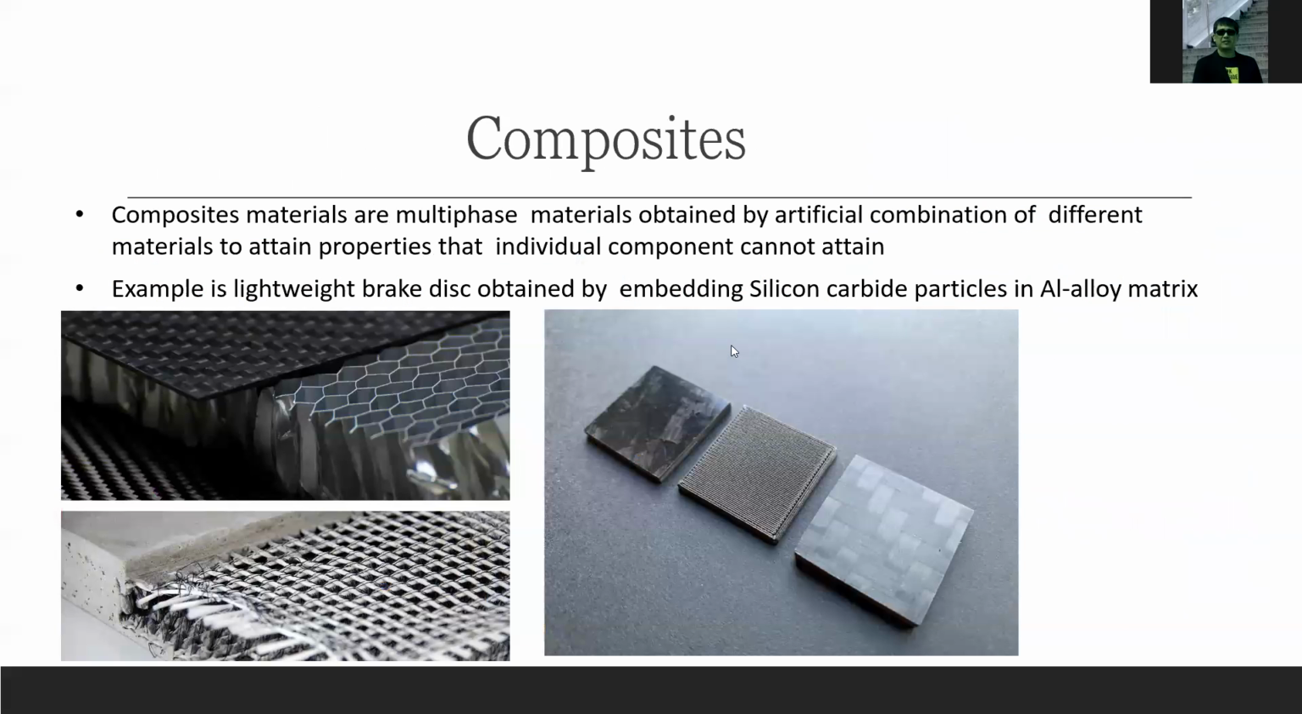Composites are multi-phase materials obtained by artificial combination of different materials to attain properties that the individual components cannot attain. An example is a lightweight brake disc obtained by embedding silicon carbide particles in an alloy matrix. As you can see, those are the carbon fibers. So those are composite materials.